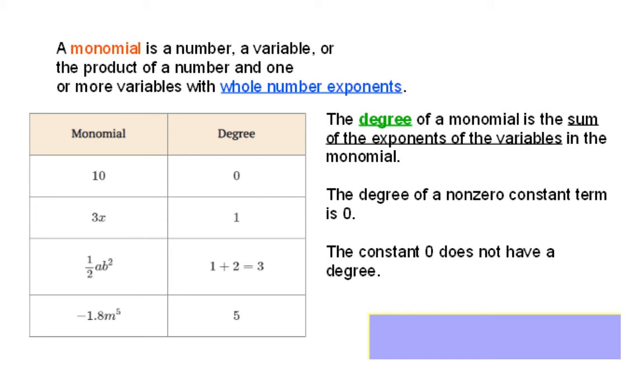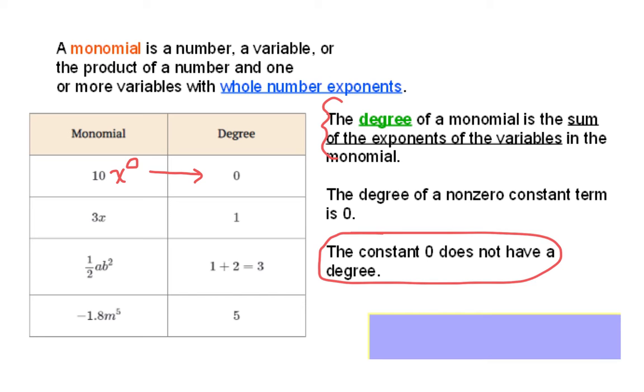When we talk about these monomials, each monomial has a degree, and the degree of a monomial is the sum of the exponents of all the variables in the monomial. And like I said a minute ago, 10 is the same as 10x to the 0 power. We say the degree of that monomial of any number is of degree 0. I learned something from this new book, told me that 0 doesn't have a degree. I did not know that before now. 3x, because the exponent is 1, has a degree of 1. Negative 1.85 m to the 5th has a degree of 5 because of that 5.